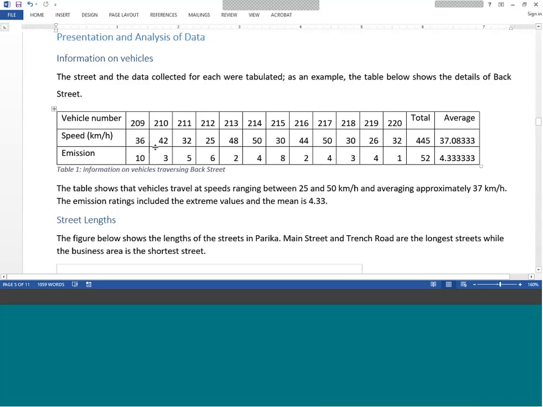So they would have observed the speed as the vehicle passed, using a mobile speed gun app, as well as observing whether the vehicle was giving out visible emissions, and to what extent, rating it on a scale of 1 to 10. The vehicles travelled at speeds ranging between 25 and 60 and averaging approximately 37 kilometers per hour. The emission ratings included the extreme values and the mean is 4.33.